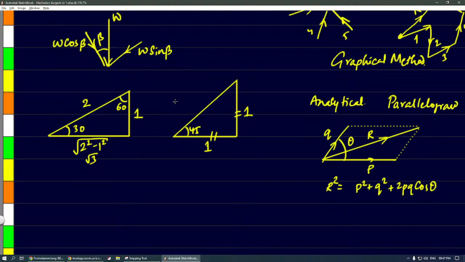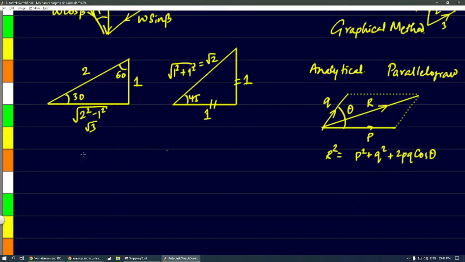Hypotenuse will be root of 1 square plus 1 square. That is how much? Root of 2. Yes. Now if you remember these two triangles, you can easily tell all the ratios.